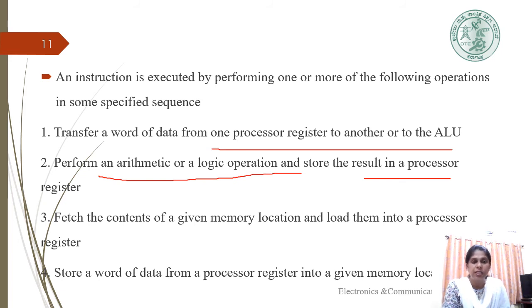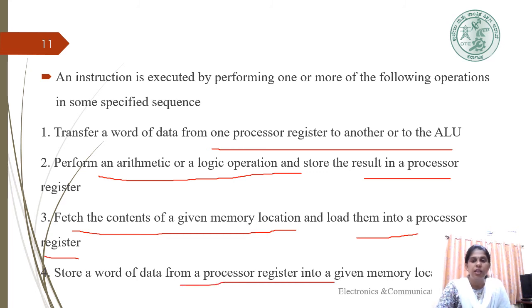But sometimes it is necessary to fetch data from outside the processor, that is, from the memory. And we have to transfer data from the processor to memory. So we also consider the operation to fetch the content of a memory location and load it into a processor register. This is the transfer of data from memory to the processor. The last operation is to store a word of data from a processor register to a given memory location. That is, from the processor register, data will be moved to the memory location.